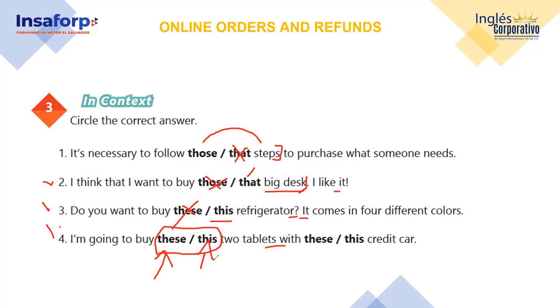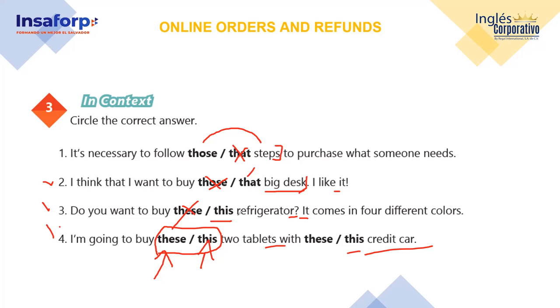I'm going to buy this. Porque esta es corta y el sonido de S al final y dice this. Es muy corta. This. La otra es larga. Los labios go like this y tiene que producir esa vibración. This. Okay. And then I said, okay, I'm going to buy these two tablets with this credit card. With this credit card. Because it is singular.